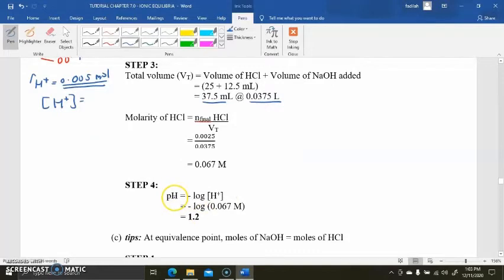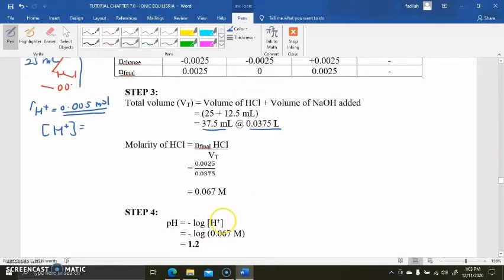Okay, so untuk pH is equals to negative log concentration H+ yang final yang balance dalam conical flask. So, dapat 1.2. Okay, so you guys nampak tak dia punya pH lepas dah tambah NaOH dia semakin tinggi.